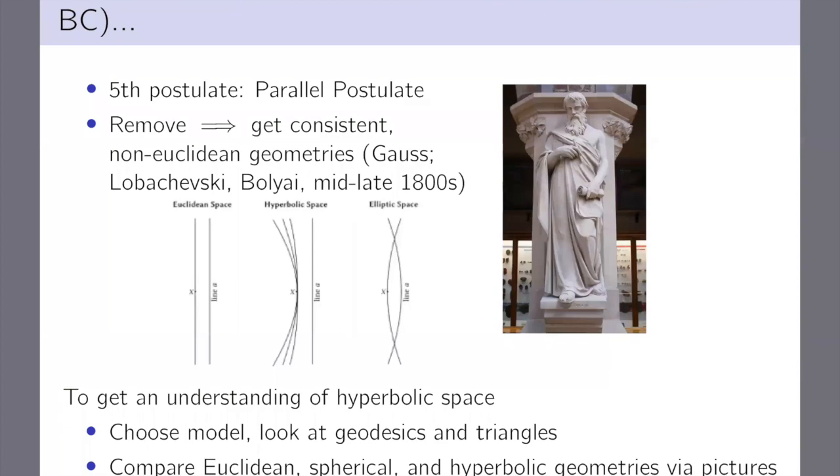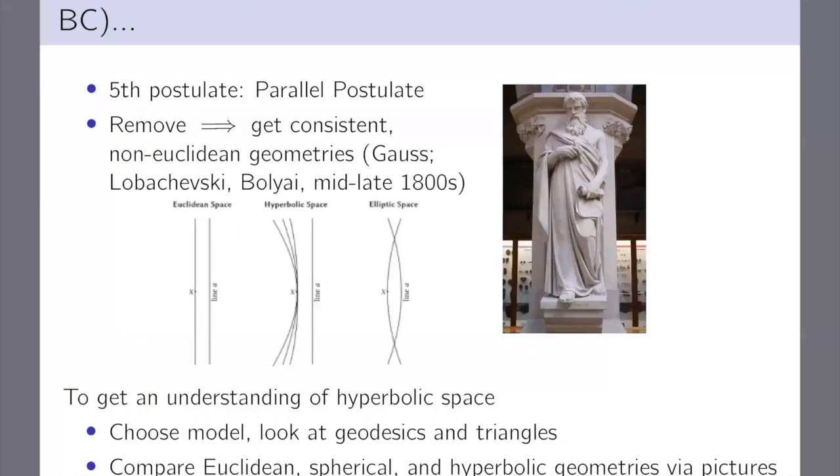Okay, so to get an understanding of hyperbolic space, we want to choose a model. We want to look at the geodesics and look at the triangles. And what are the geodesics? Those are just the distance minimizing curves. So if I have 2 points in my space, what's the shortest distance between them? It lies along a geodesic. The geodesic has to be in my space.